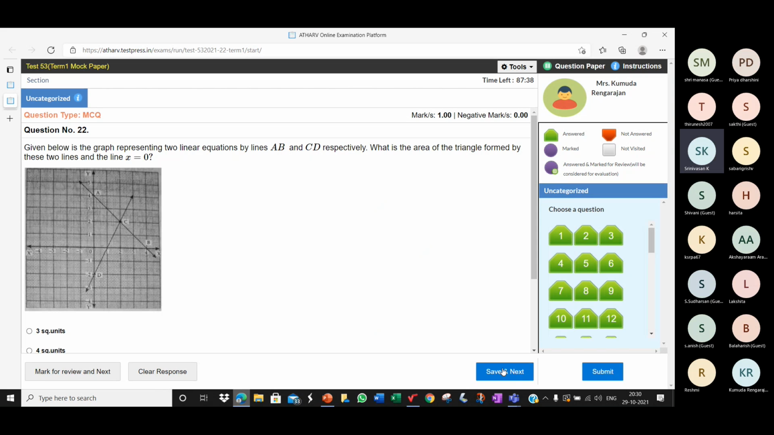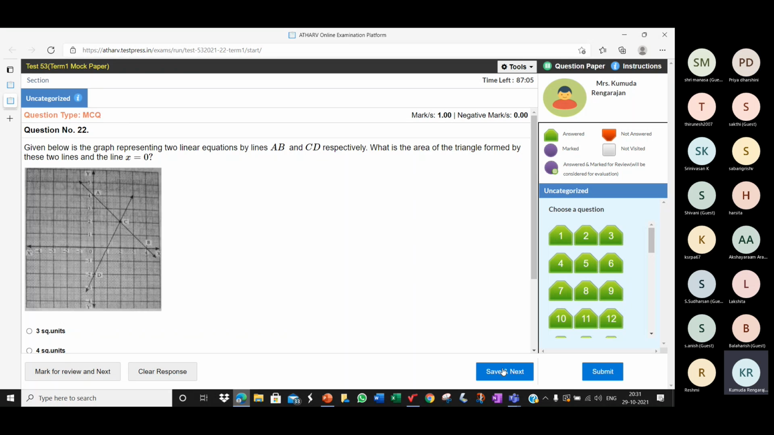Ma'am, 6 square units. No, I didn't read the question. Given below is the graph representing two equations. What's the area of the triangle formed by the two lines and x is equal to 0? Is x is equal to 0 the x-axis or the y-axis? Y-axis, ma'am.